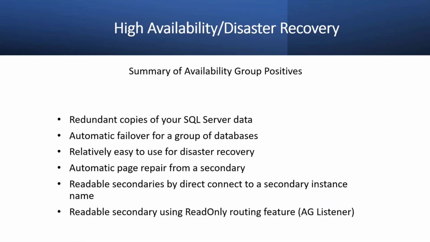So we've talked a lot about availability groups and mentioned a number of things. Here's a slide that just summarizes some of those positive things that I feel like you're going to get from Always On availability groups. Redundant copies of SQL Server data. Something I didn't mention is that fourth bullet point, automatic page repair from a secondary. So if a primary realizes that there's a suspect page or a broken page, a problem with the data there, it can, under certain circumstances, get a correct copy of that page from the secondary, and it does it automatically, no intervention from you.